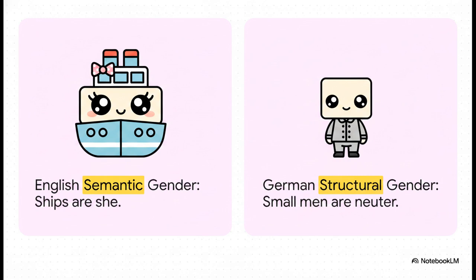But contrast that with German, which uses structural, non-semantic gender. In German, any noun that uses a diminutive ending, basically making something small or cute, automatically becomes grammatically neuter. So, das Männchen, which translates to a small man, actually takes the neuter pronoun it. Function literally overrides real-world logic.